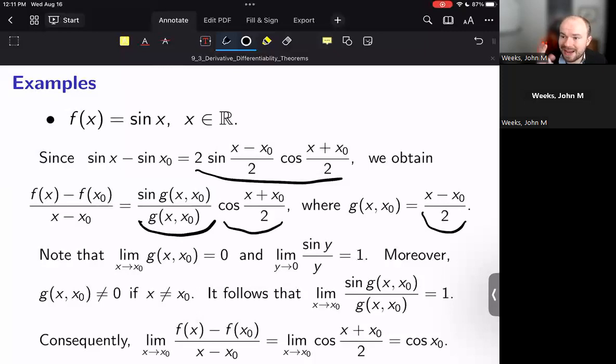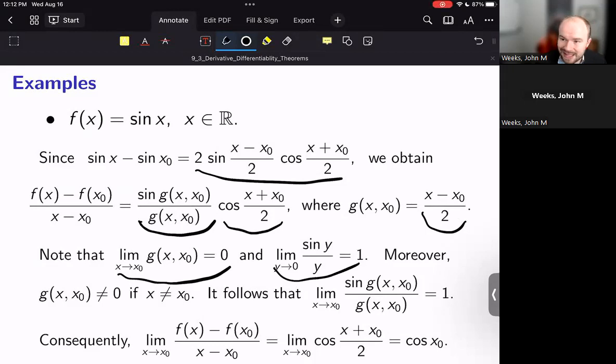Now, keep in mind, x and x naught are about to be approaching each other. So this cosine of x plus x naught over 2 is just about to be cosine of x naught inside of this factor right here. But we need to be a little bit more specific about what's actually going on here. Well, we know this value is going toward 0. G of x comma x naught is going toward 0. This limit here is going toward 0. Well, whenever I take the limit of sine of y over y, I know that that's going to be equal to 1.